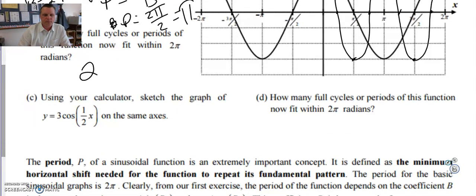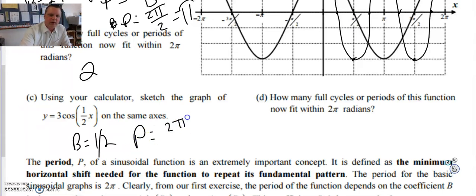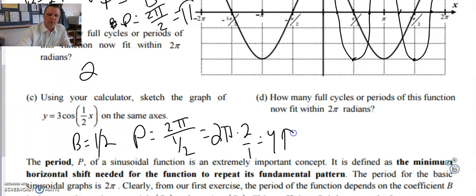the grid. So sketch the graph of 3 cosine 1/2 x on the same axis. So now my b is 1/2, 1 over 2. That means that half a curve will occur between 0 and 2 pi. If we want to find the period, it is 2 pi over b, which is 1/2, which you would multiply, so 2 pi times 2 over 1, which is 4 pi. So that means that it takes between 0 and 4 pi to do one complete curve.